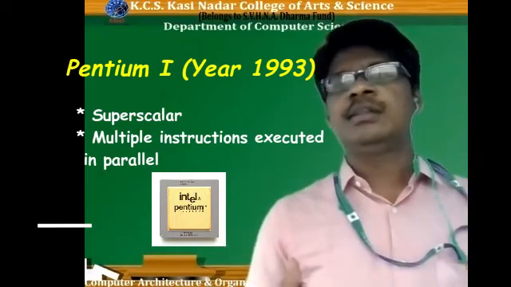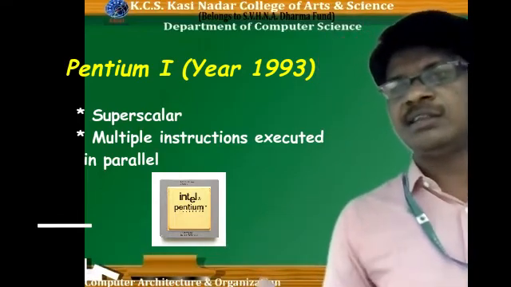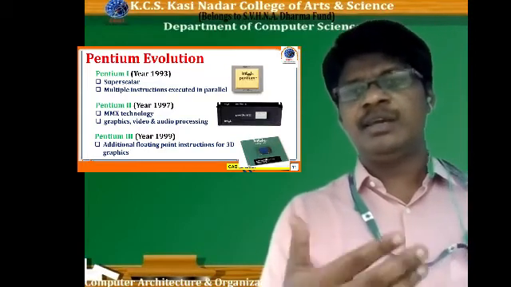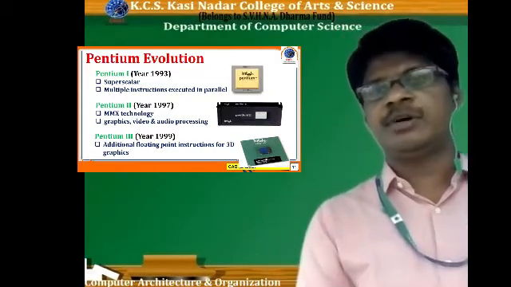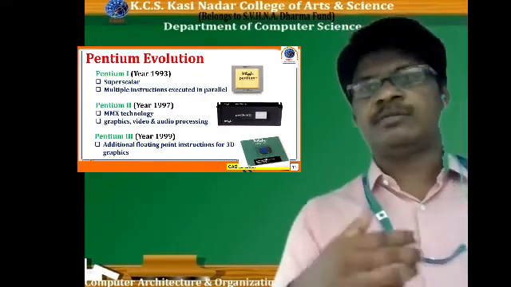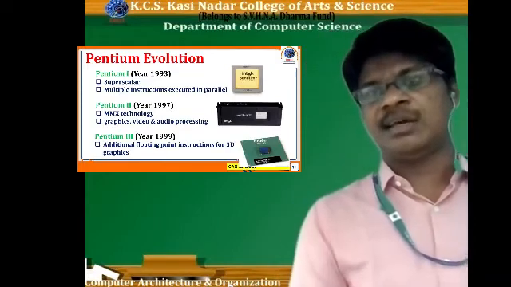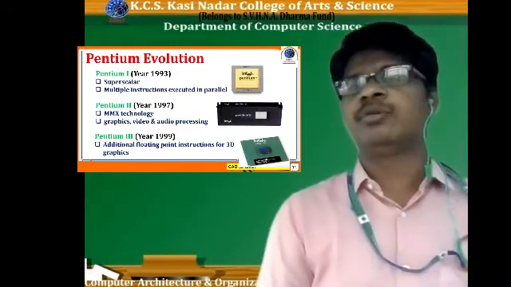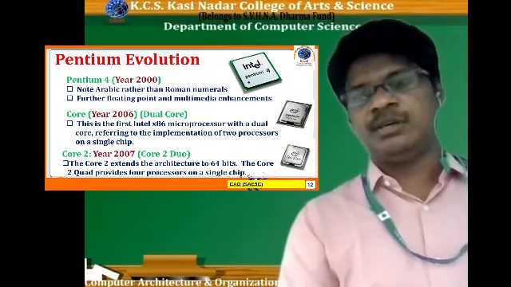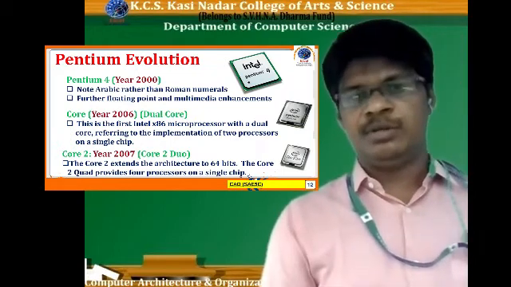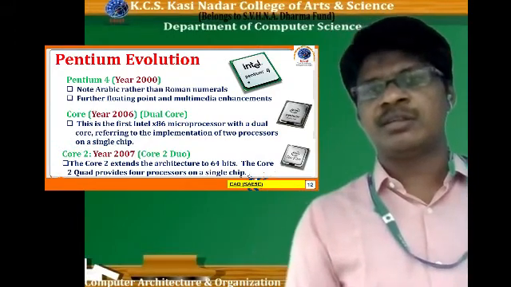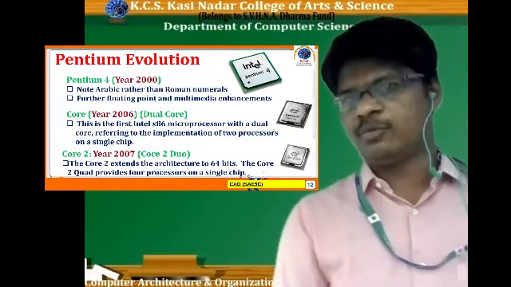Now we have the i series, the i3, the i7, the i9. So year by year, the performance of the processor has increased. Multitasking has improved, multi-programming has improved, and the performance of the computer system has improved. So this is the Pentium processor evolution, which is mainly used in Microsoft products.